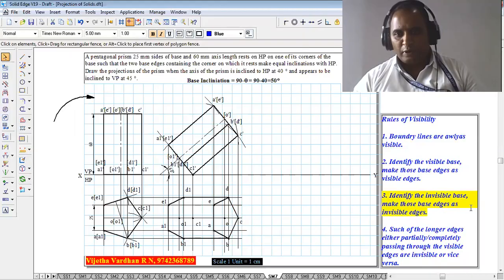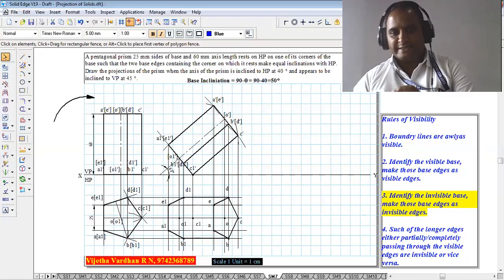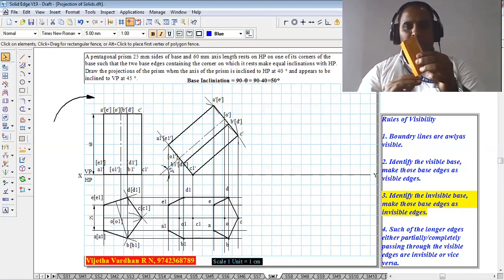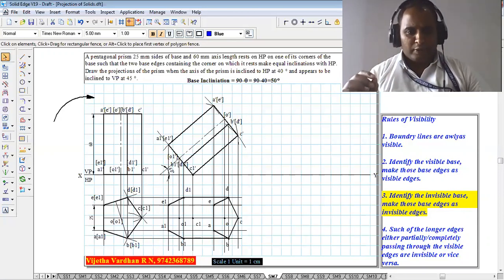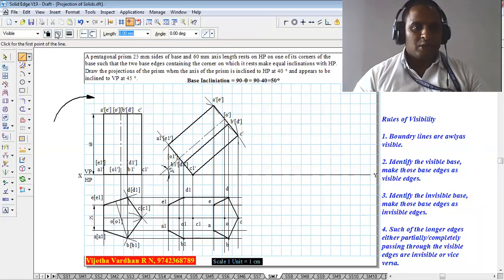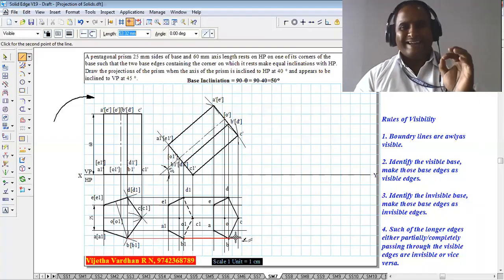Then the third point says, identify the invisible base and make those base edges invisible edges. Now when the top base is visible, obviously the bottom base is invisible. The bottom base edges which are not on the boundary line have to be represented as invisible edges, for which one has to draw lines connecting from D1 to C1, and C1 to B1 as hidden lines using your scale and pencil.